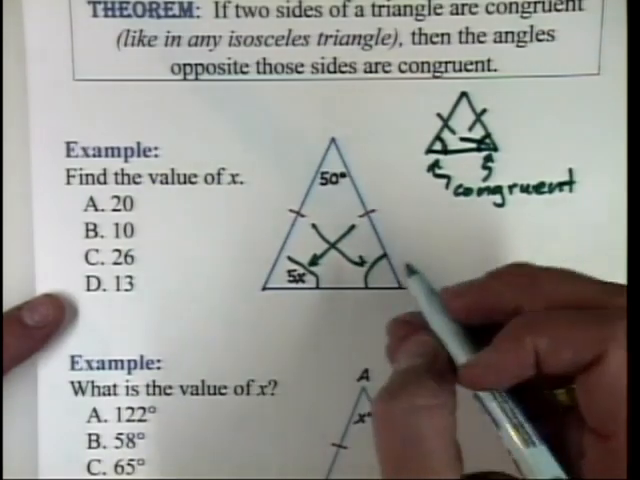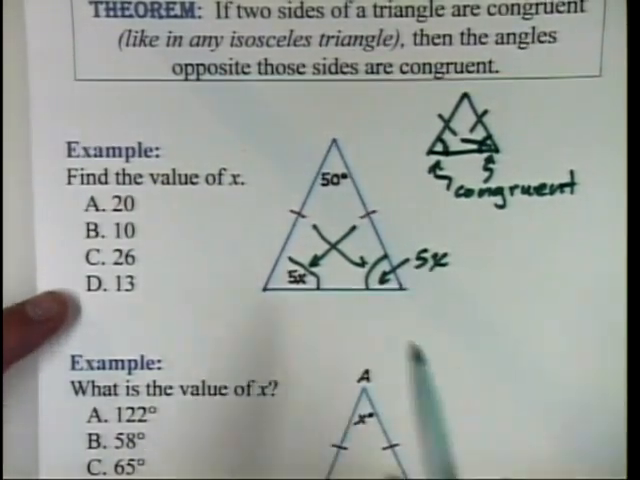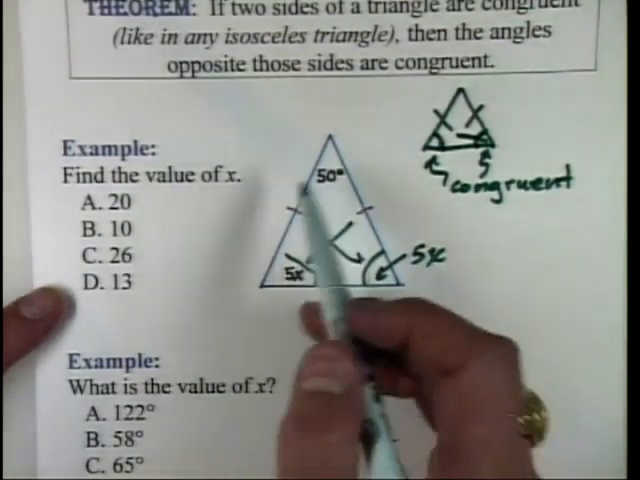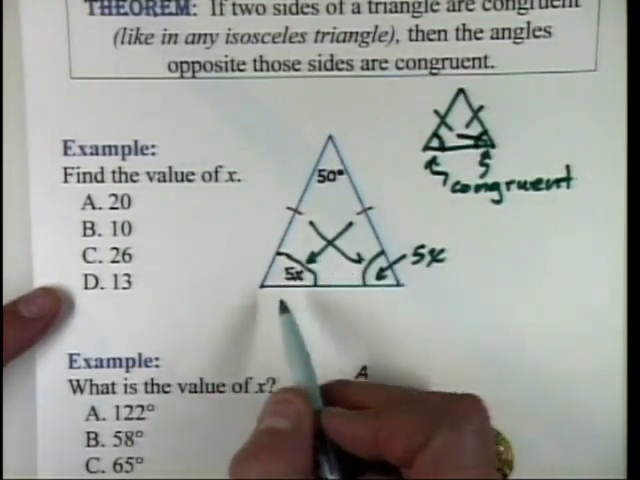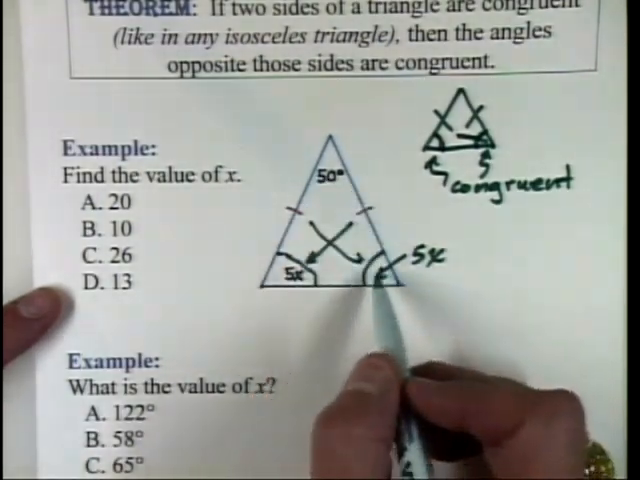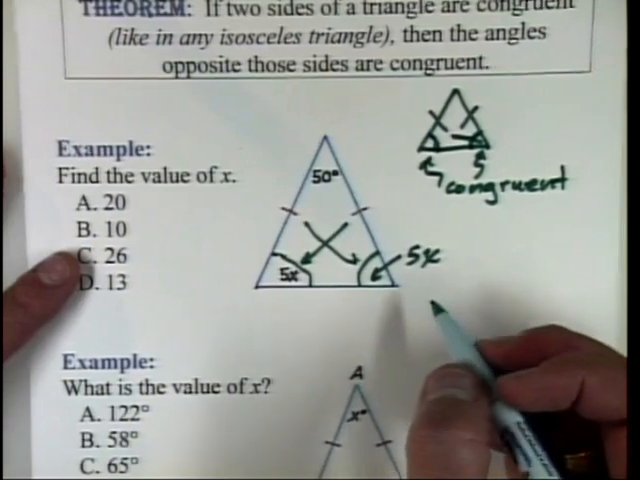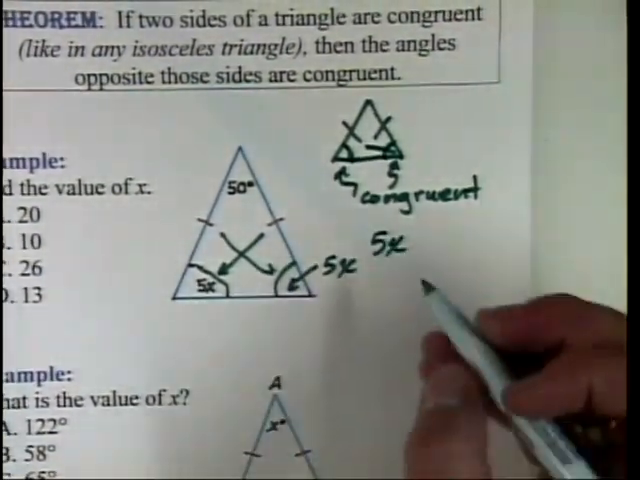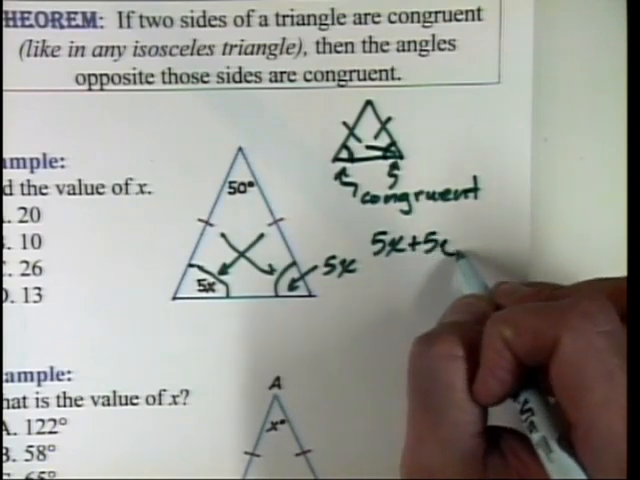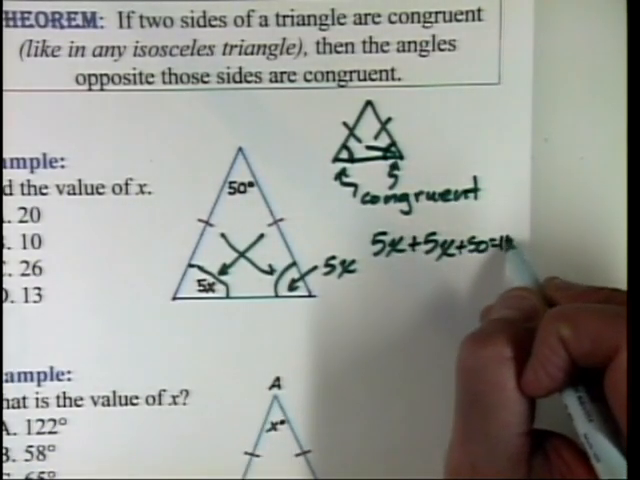And so if we know this one is 5x, we can label this one as well as 5x. Now that we have an expression or a number for all the interior angles of the triangle, we can use a theorem from a previous episode that said the sum of all the interior angles of a triangle has to equal 180 degrees. So writing the expression here, I get 5x, the first base angle, plus 5x, the other base angle that's congruent, plus 50 degrees has to equal 180.